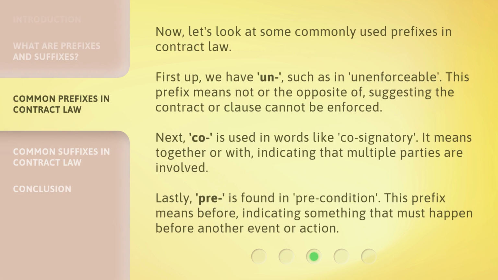Now, let's look at some commonly used prefixes in contract law. First up, we have un, such as in unenforceable. This prefix means not or the opposite of, suggesting the contract or clause cannot be enforced. Next, co is used in words like co-signatory. It means together or with, indicating that multiple parties are involved. Lastly, pre is found in precondition. This prefix means before, indicating something that must happen before another event or action.